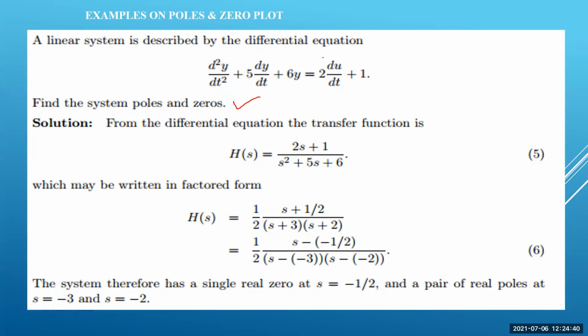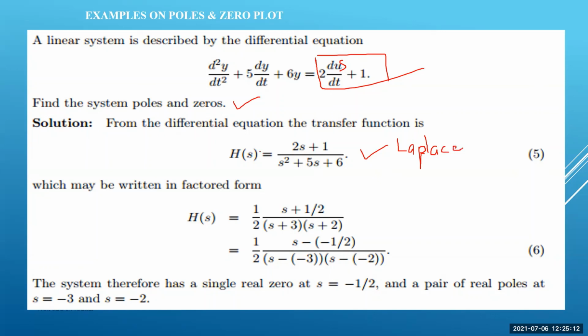If we see here properly, in the numerator this du by dt will be replaced by s, giving 2s plus 1, and in the case of the denominator it is s square plus 5s plus 6. This you can find with the help of the Laplace transform, which we have seen in chapter number 2. So with the help of Laplace you can find out this equation.